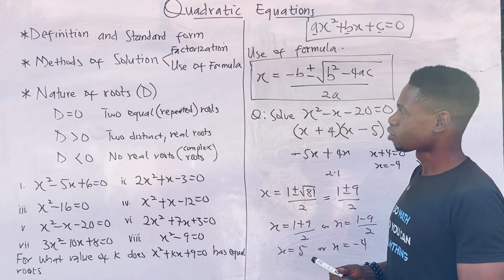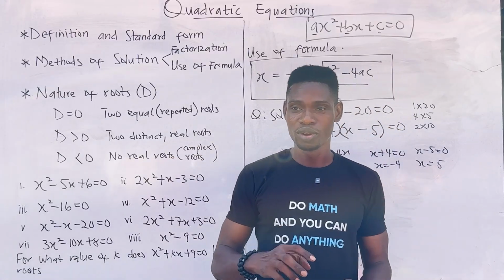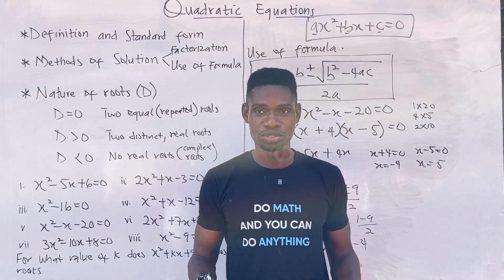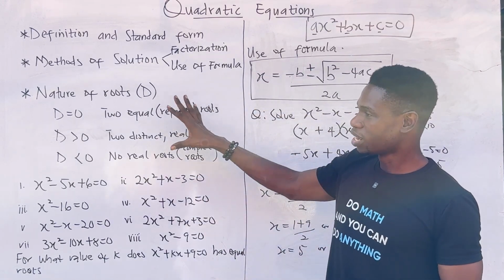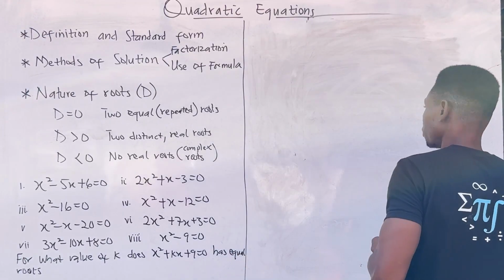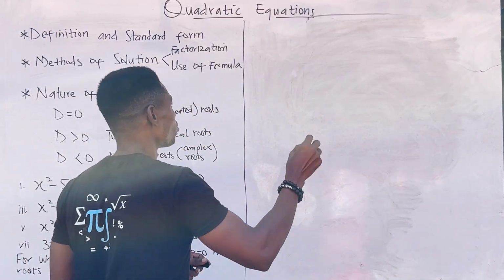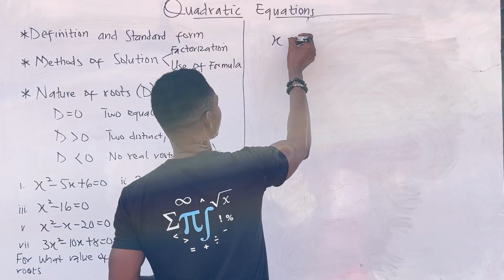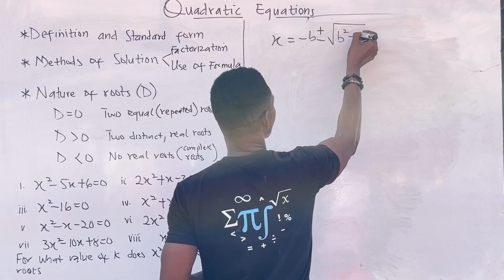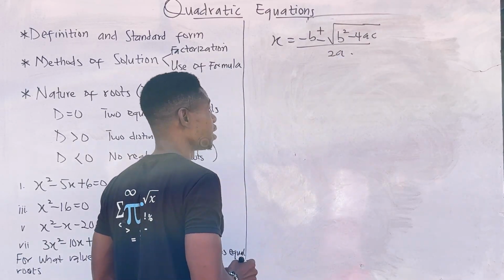Now, let's look at what they call the nature of roots. Although this nature of roots, we will stress it more in the next lecture when we look at quadratic functions, sum and product of roots, but let's talk about it a little in this class. Now, that's what we'll call the discriminant. Look at this formula we talked about. It says x equals minus b plus or minus the square root of b squared minus 4ac, over 2a. This is the formula, right?